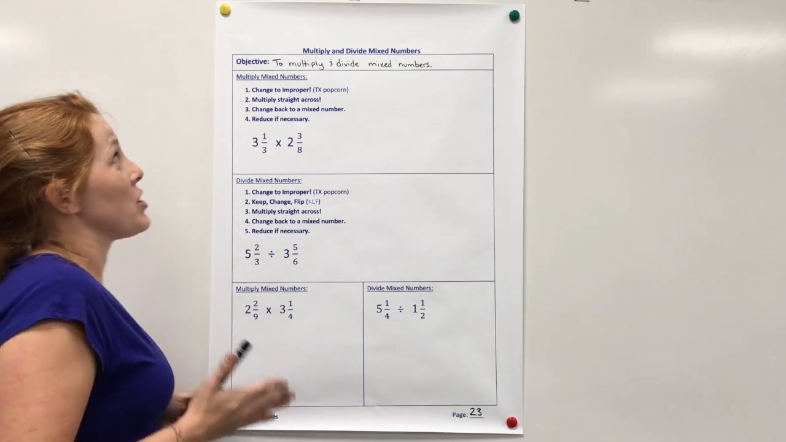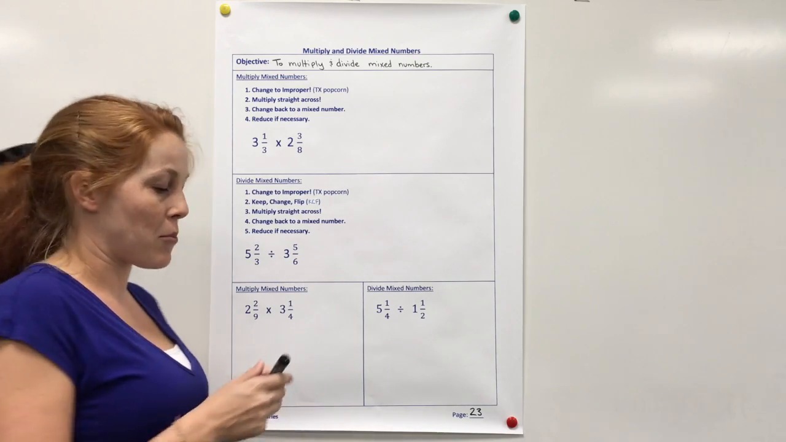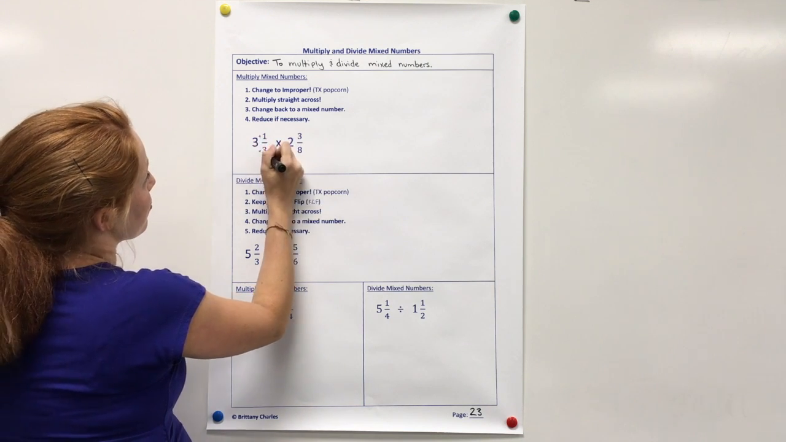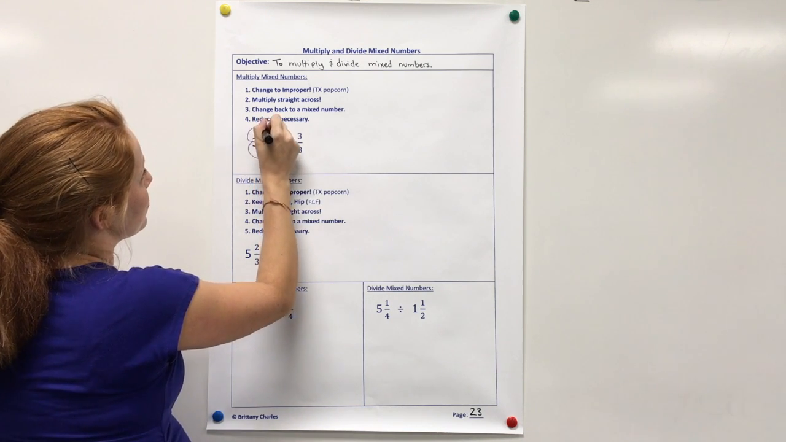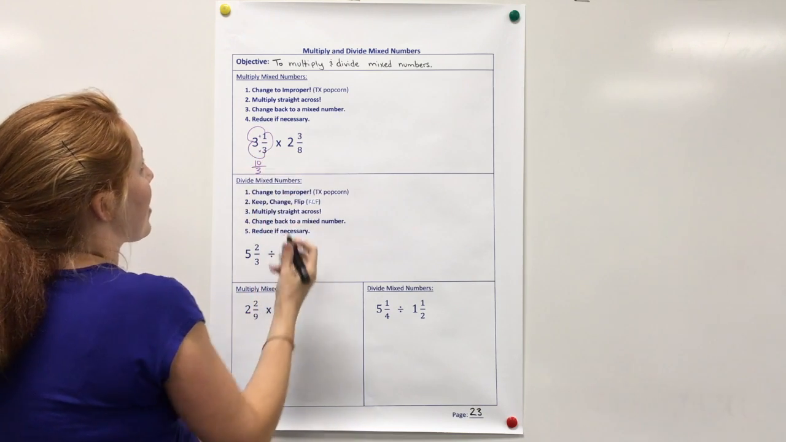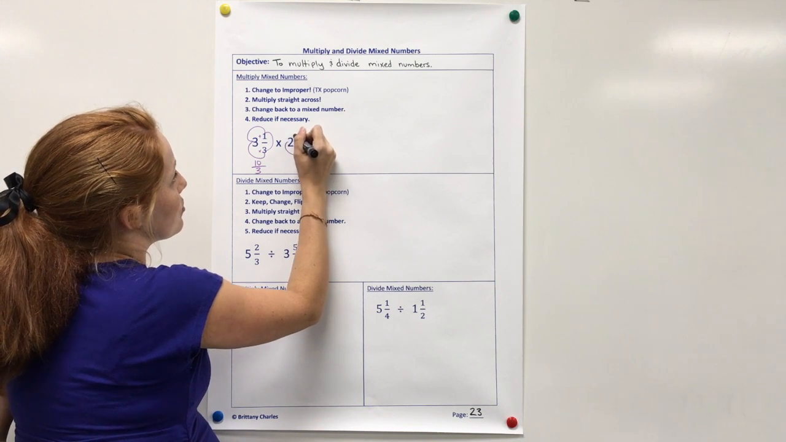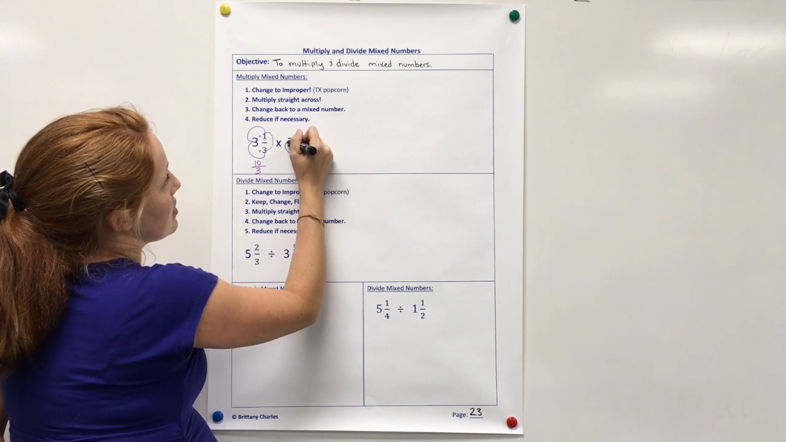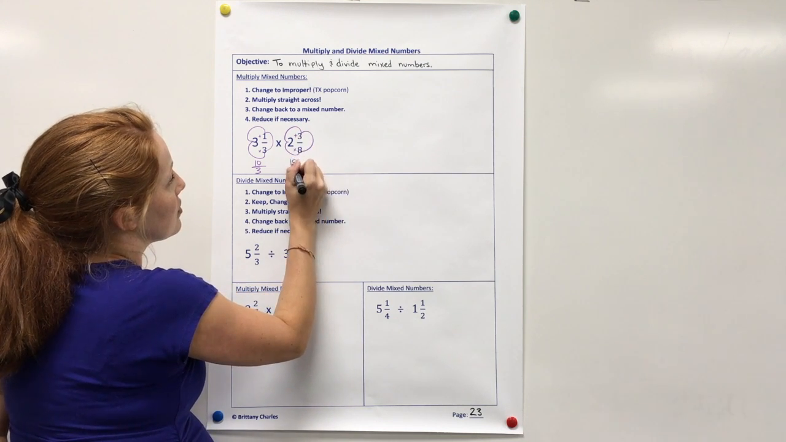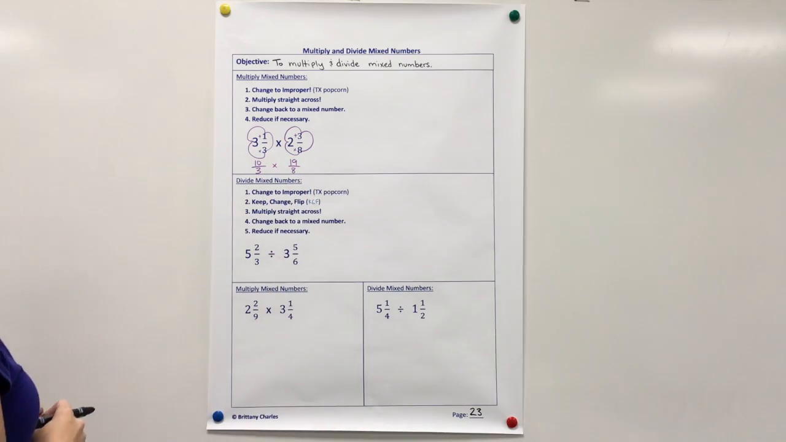So the first thing we're going to do is change to improper, and remember my little trick, Texas popcorn. So TX, 3 times 3 is 9, plus 1 is 10 thirds. And then I need to do the same thing to the second one. 8 times 2, 16, 17, 18, 19 eighths. Okay, so that was step 1.